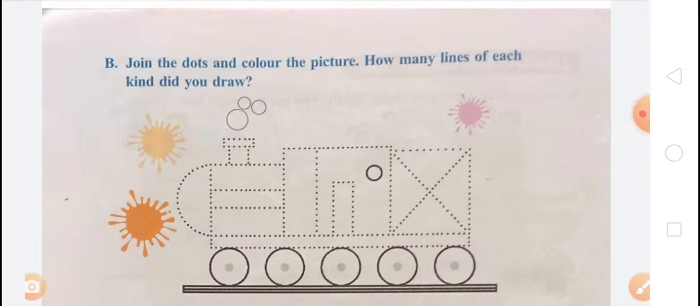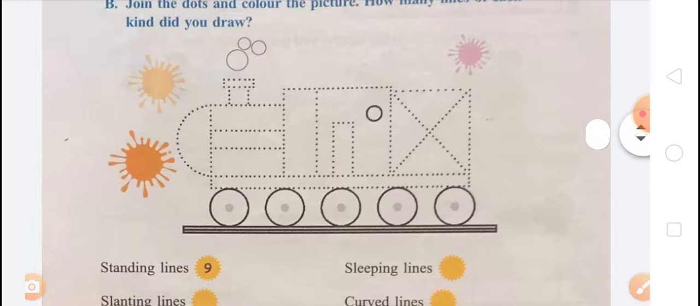Okay, so let's start. What you have to do? You have to join the dots and color the picture. And how many lines of each kind did you draw? You have to count. So you have to see this picture carefully and count the number of lines. What you have to do?